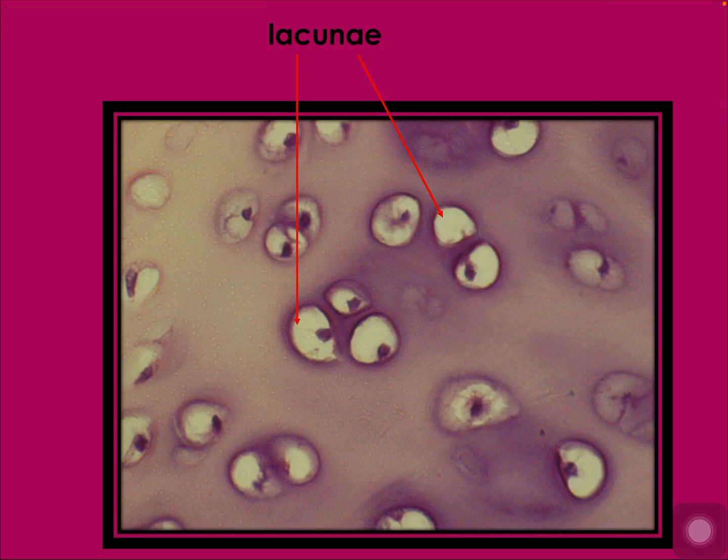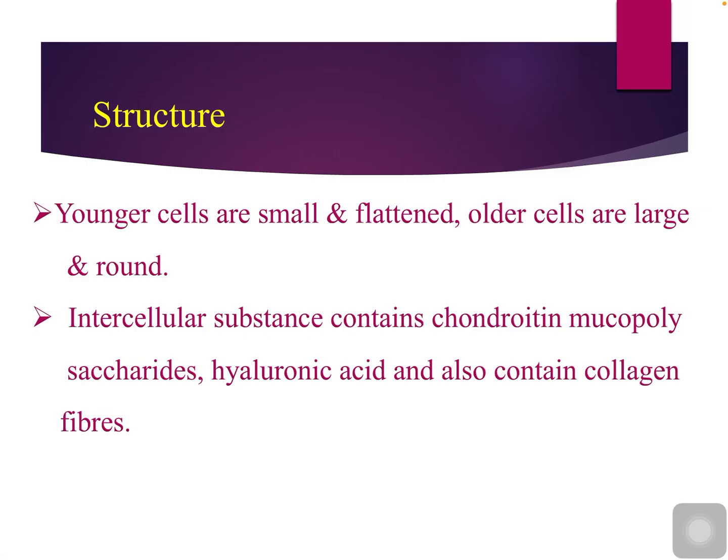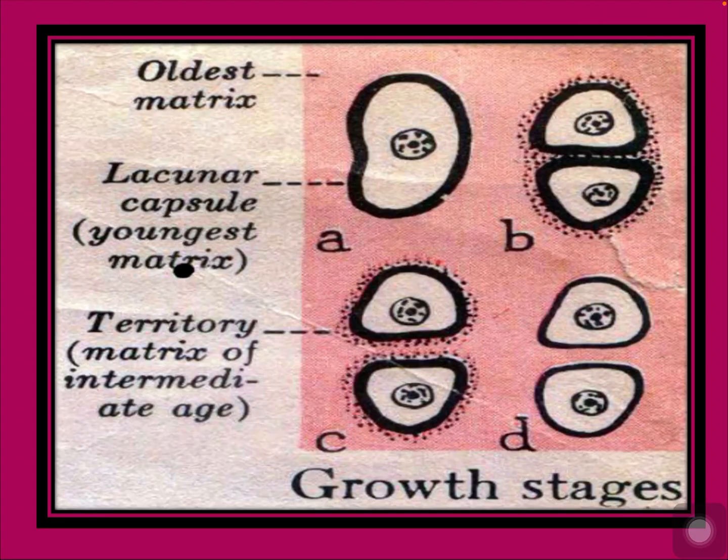So this is lacunae. This part will be called as lacunae. These younger cells, if you see, they are small and flattened. You see the older chondrocytes, they are large and rounded. What is the main part of the intercellular substance? Anyone knows? It is chondroitin mucopolysaccharides, hyaluronic acid, and it also contains fibers. It may be collagen, elastic. So it differs according to the type of the cartilage. So this is the matrix.